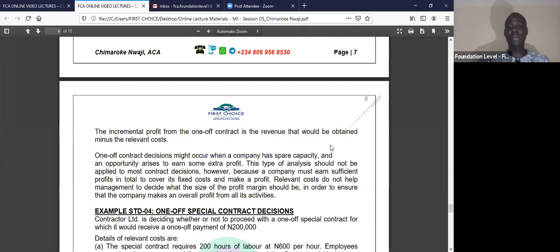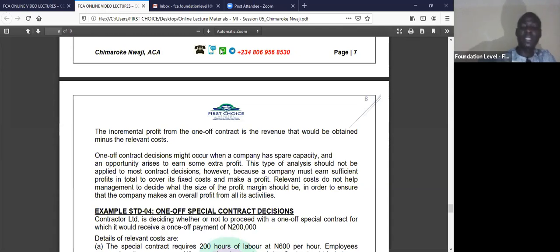Okay? This type of analysis should not be applied to every decision. However, because a company must earn sufficient profit in total, not in every circumstance do you have to use relevant cost, because relevant cost says you only consider your variable costs. You're not even looking at your fixed costs, but normally you must have some fixed costs in order to make some profit to cover your fixed costs.